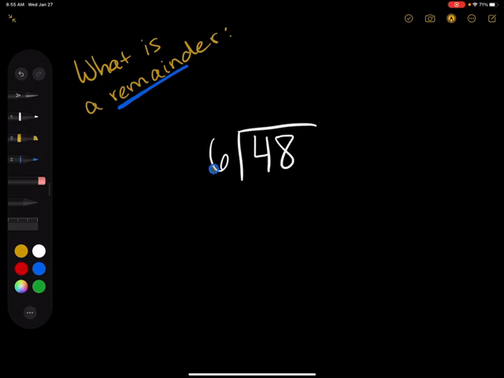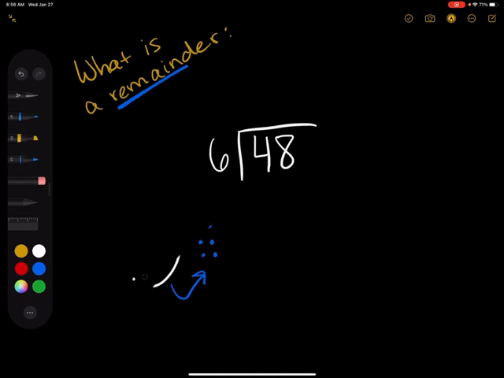I'm going to ask myself a few questions. My first question: can I put a group of 6 into 4? The answer is no. Here are my 6. I cannot put this group of 6 into 4. It's too big. It's not going to fit. If I had 2 more, I could put this group into this group and it would match up. But I do not.